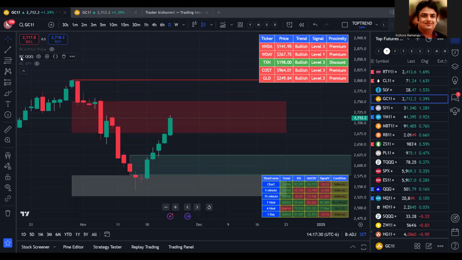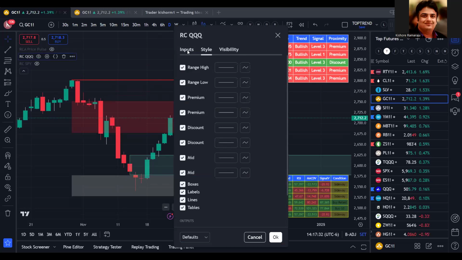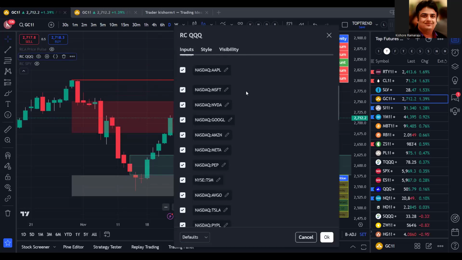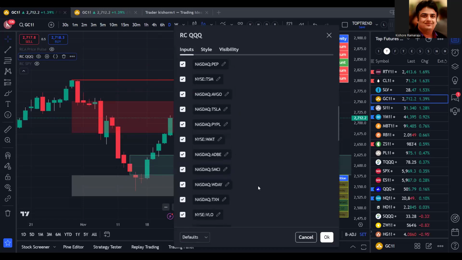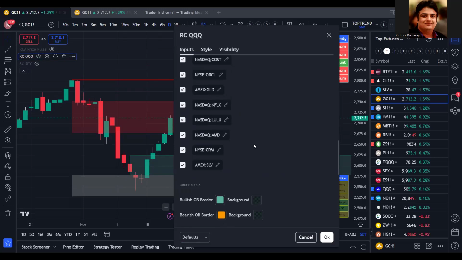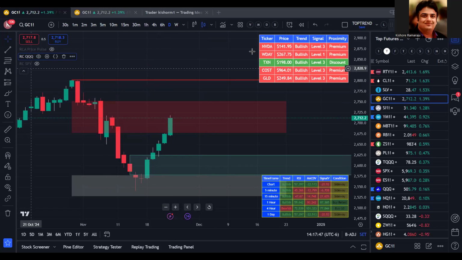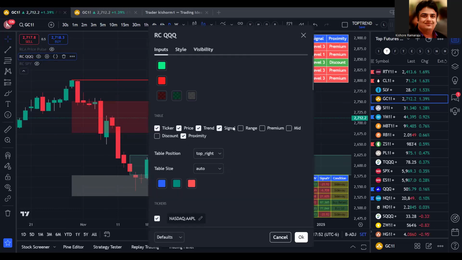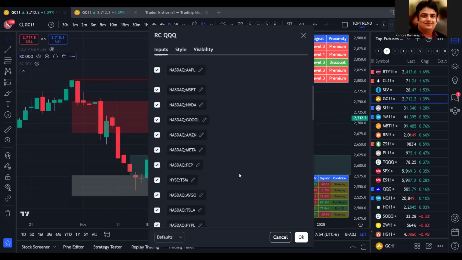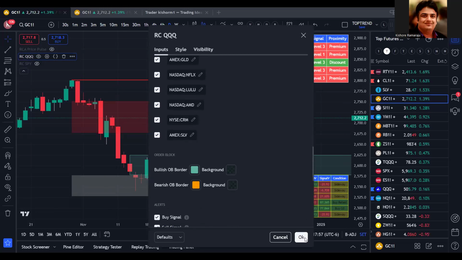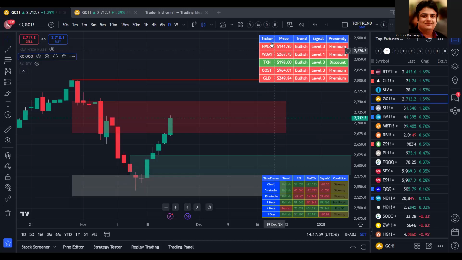So for example, with this QQQ indicator, I am using different stocks like Apple, Microsoft, Nvidia, Google, Amazon, all these things. There are nearly 25 stocks I am trying to scan. When I scan all those stocks, it gives me a few stocks. Out of all, it is telling me that these are the five best opportunities.